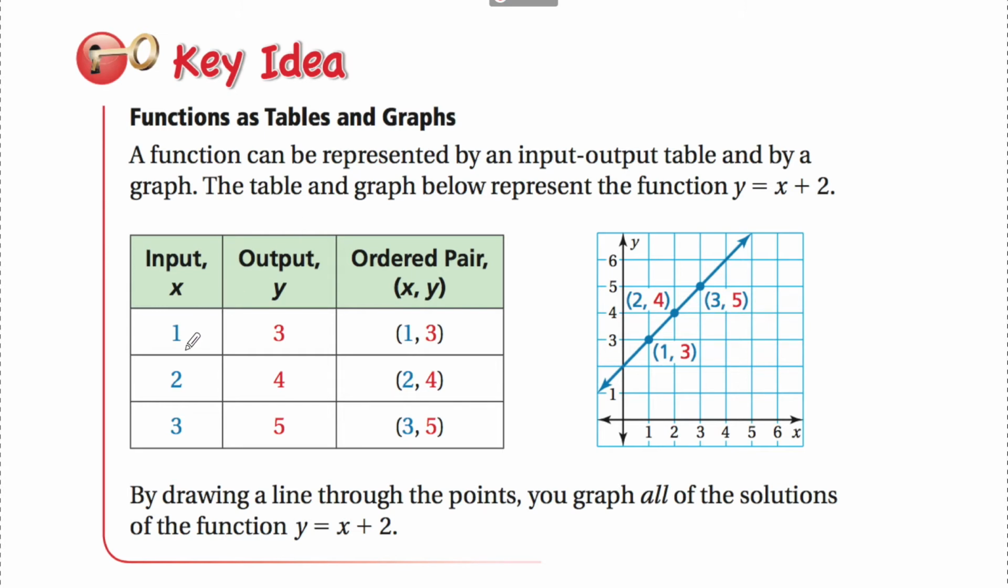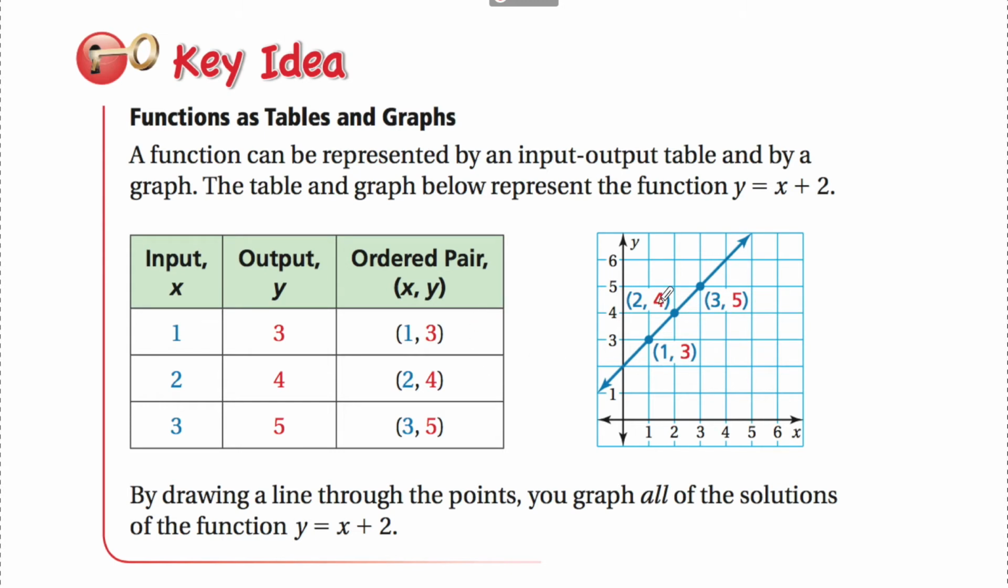When our input is 1, we plug 1 into our function, so y equals 1 plus 2, so our output is 3. That gives us the ordered pair 1, 3. Then we have our input of 2. We get an output of 4 because 2 plus 2 is 4. And then our input of 3, plug in 3 for x, y equals 3 plus 2, and that gives us 5. That gives us the ordered pair 3, 5.